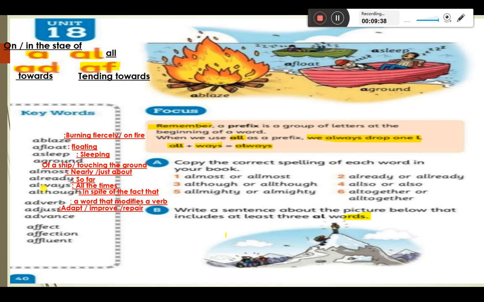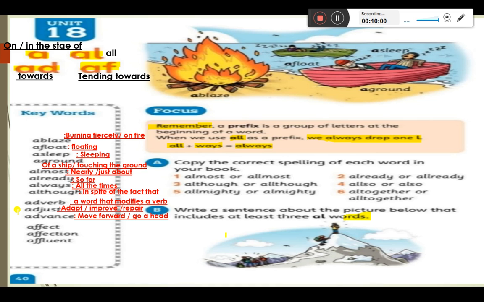And then we have the word advance. Advance. Like advanced level, it means a higher one. So advance means move forward or go ahead. Move forward or go ahead. Like the phrase in advance means before.